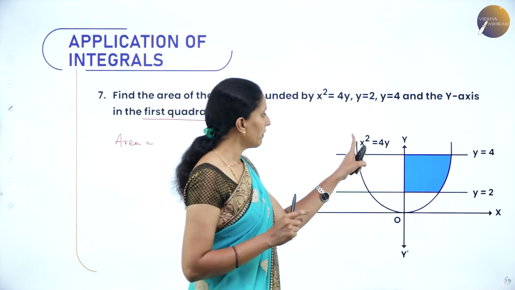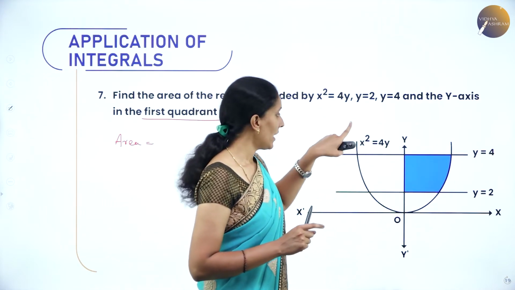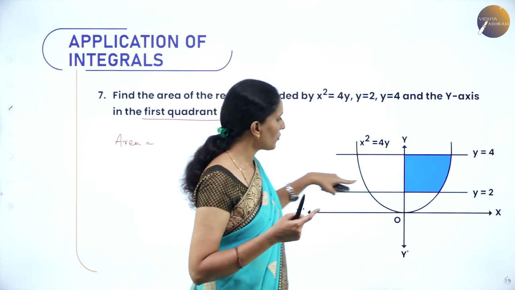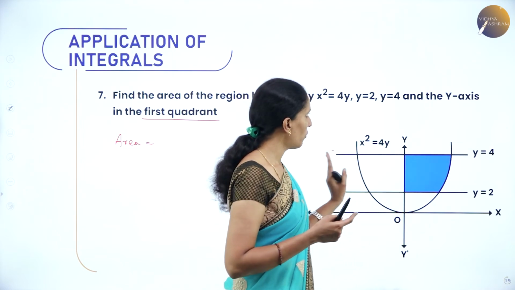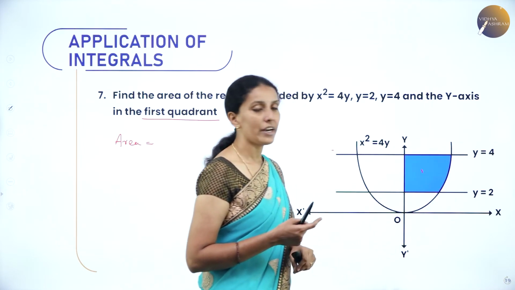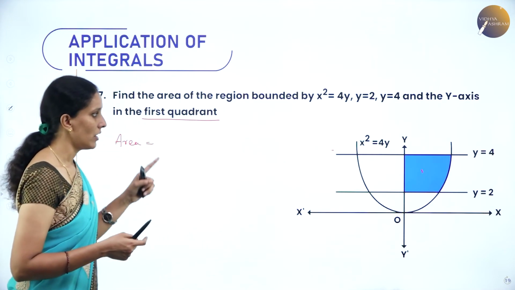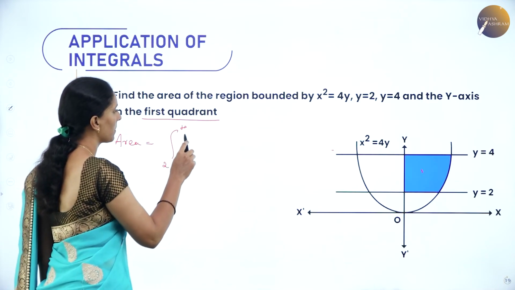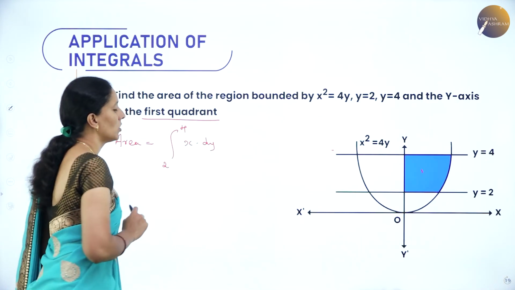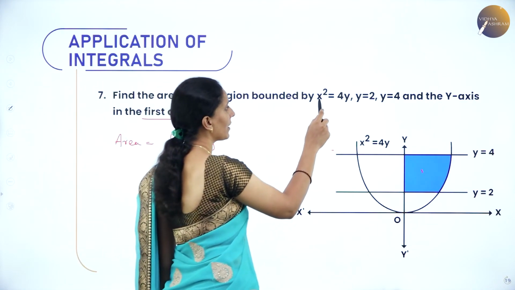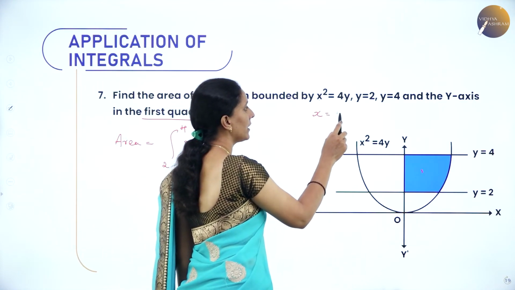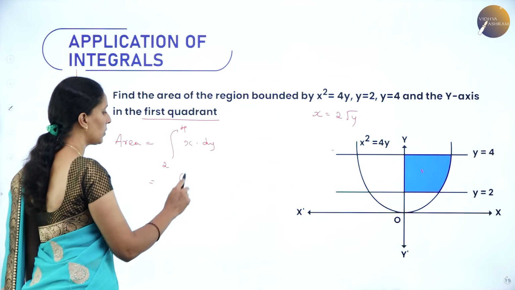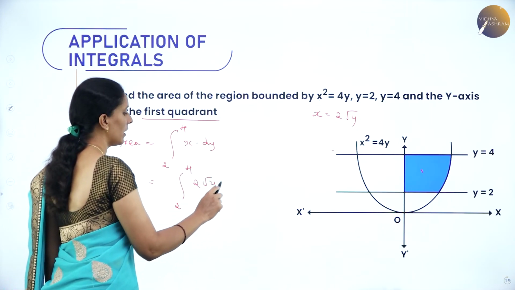So here we have a curve x square is equal to 4y. X square is equal to 4y is an upward parabola. So therefore it is like this. We have the straight lines y is equal to 2, y is equal to 4, and the y-axis; the shaded region represents the required area. So now we have area as integral from 2 to 4 of x into dy. So what is x we have to take? We have x square is equal to 4y. So x is 2 root y. So therefore this becomes integral from 2 to 4, 2 root y dy.